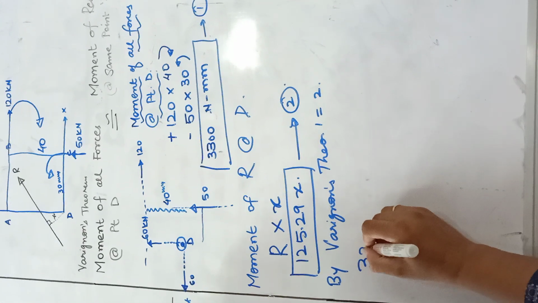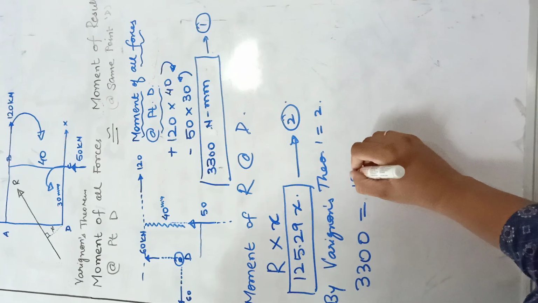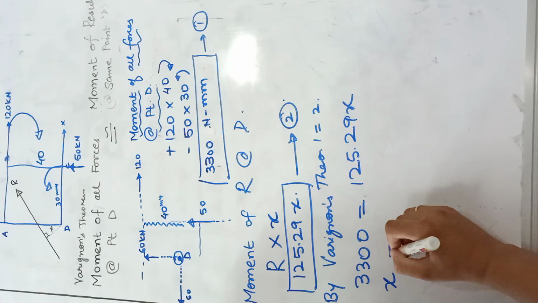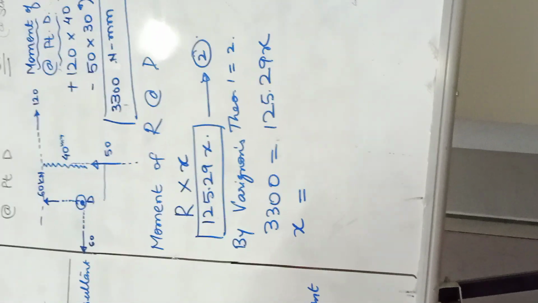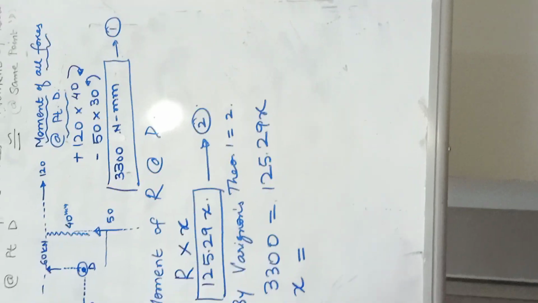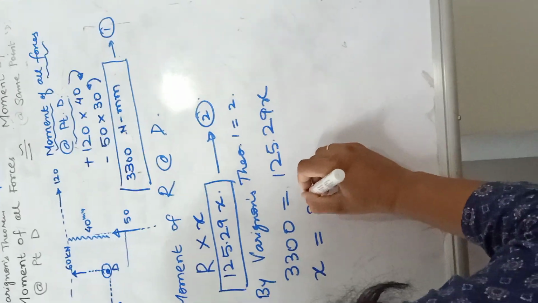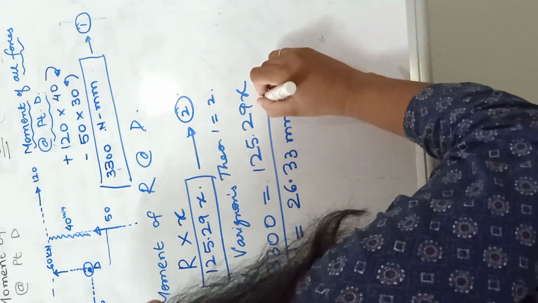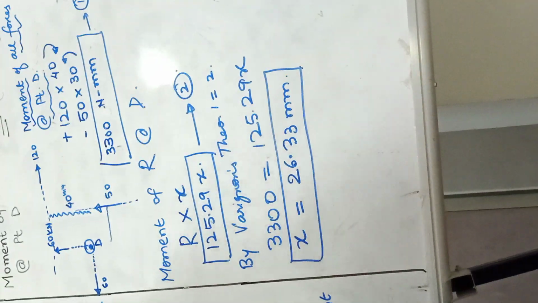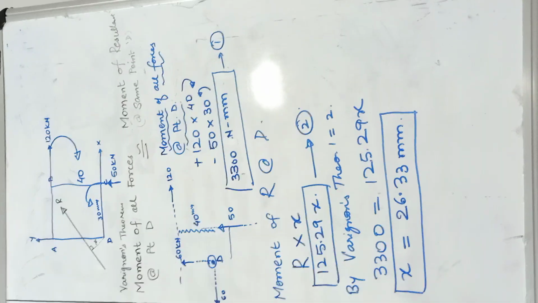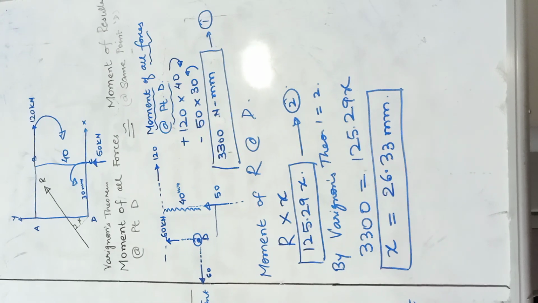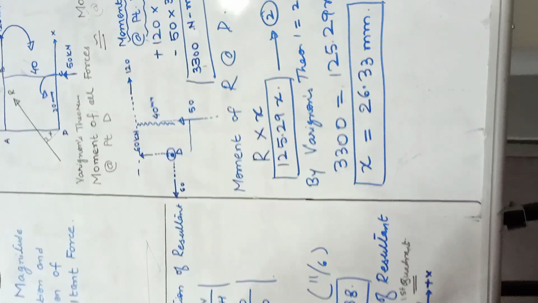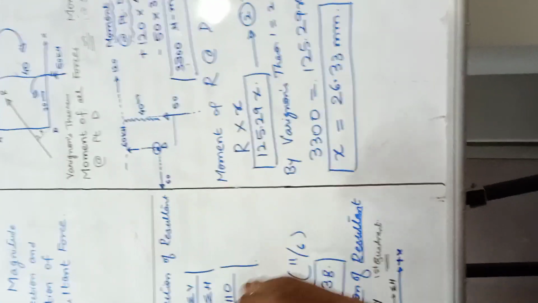So 3300 is equal to 125.29x. So x will be equal to 3300 divided by 125.29. That comes out to be 26.33 mm. So the position of the resultant is at a distance of 26.33 mm. Fine, so we have found the last, that is the position of the resultant force.